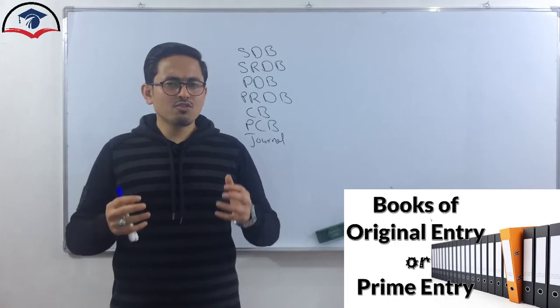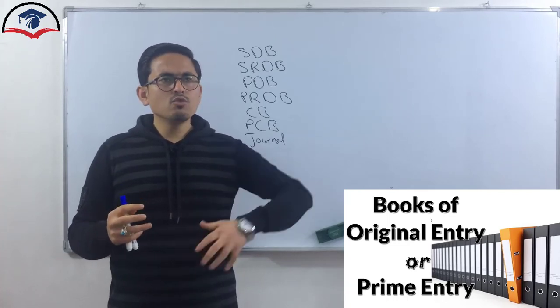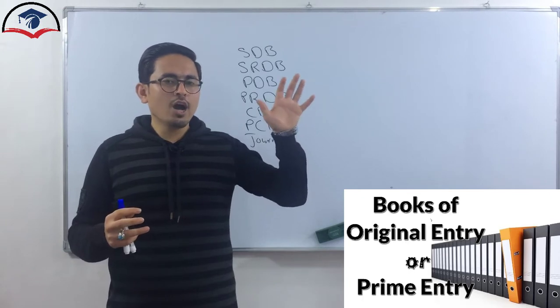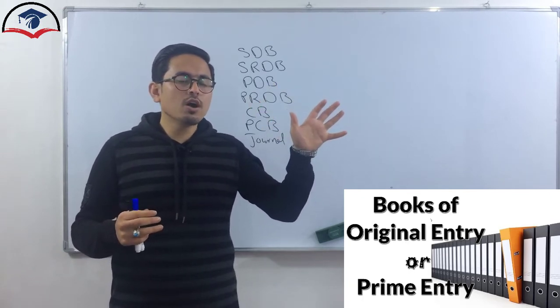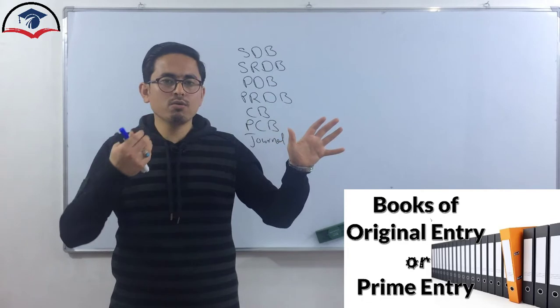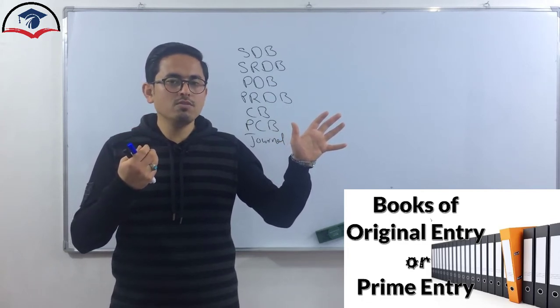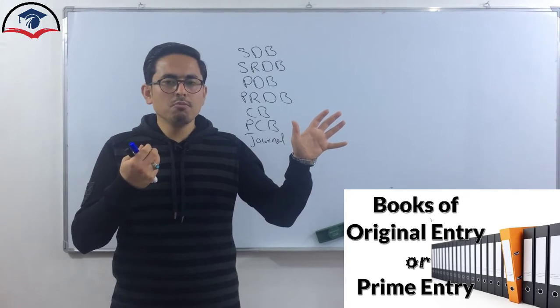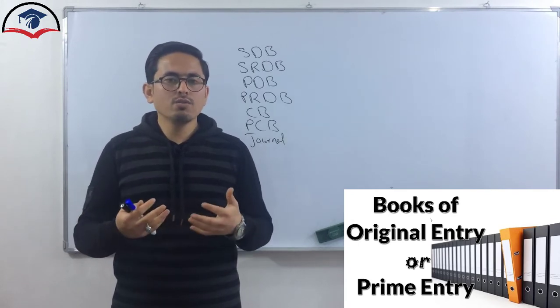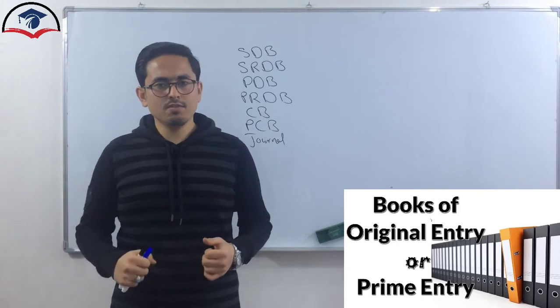Before recording the transactions into the double entry system and accounting system, you need to record it in a primary book, and those primary books are called books of prime entry or books of original entry. But what are they and how do they work? Be with us till the end of the video.